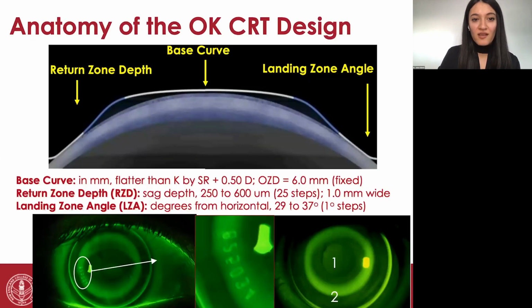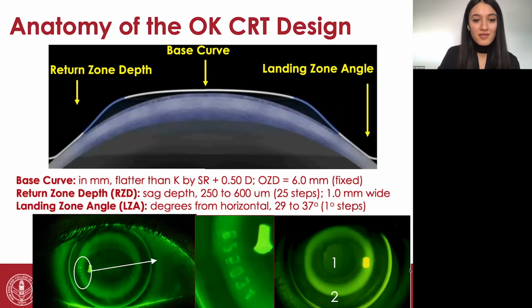All right, so when we're thinking of the anatomy of the Ortho-K CRT design, once again, we went over this in a lot of detail already, but just to highlight here, you have your base curve, you have your secondary curve, your return zone depth, which is going to be a little bit steeper. So that's going to be where all the tears pool. So that's the same as this area here, the pooling of the tears that you're seeing here. And then you have your landing zone angle here, the alignment curve. So that's going to be responsible for your centration as well as your edge lift.